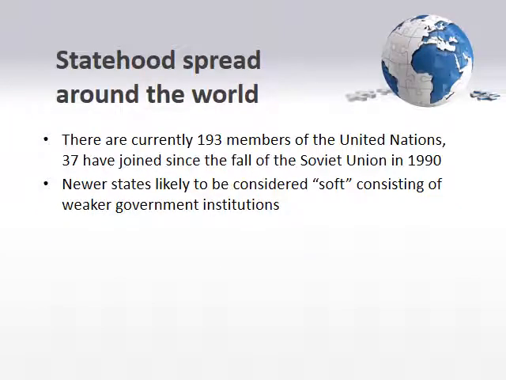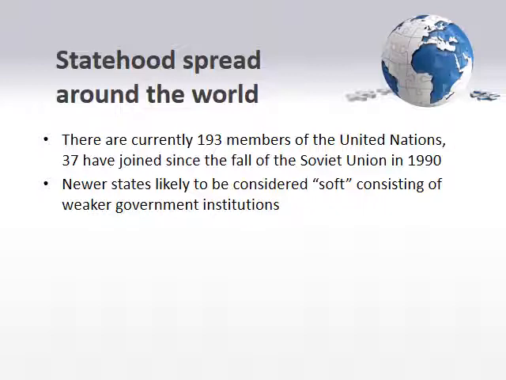Currently, there are 193 members of the United Nations, and 37 have joined since the fall of the Soviet Union in 1990. So that was the last major wave where we saw a great deal of state creation. There's also several states that are not official members of the United Nations, but have many of the characteristics of an independent state. So, it really sort of depends on what your definition of a state is to get to that precise number of how many there are in the world.